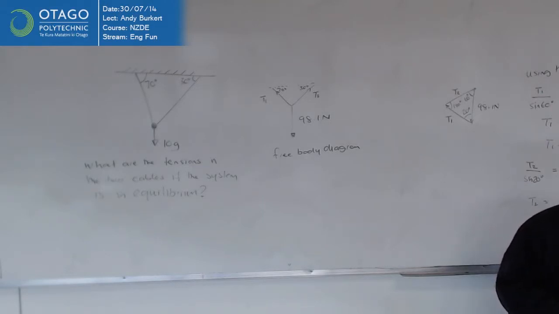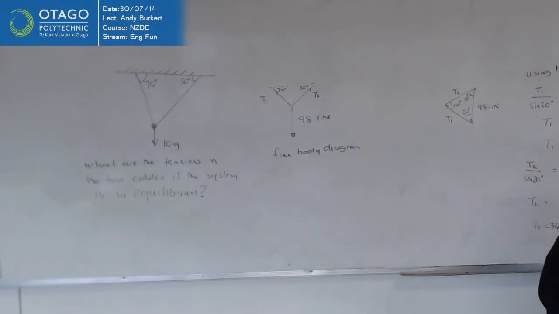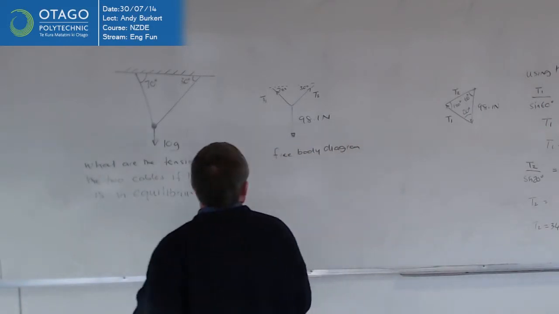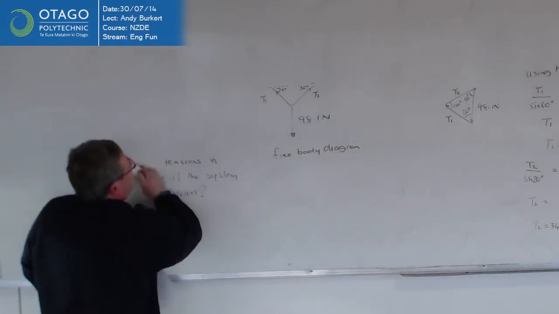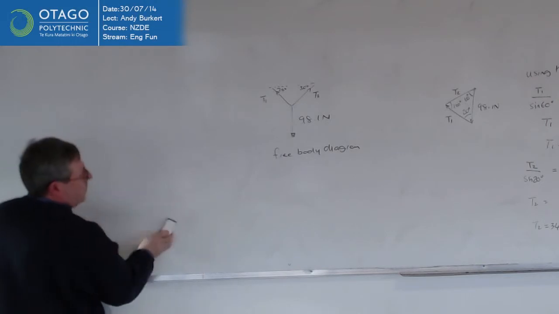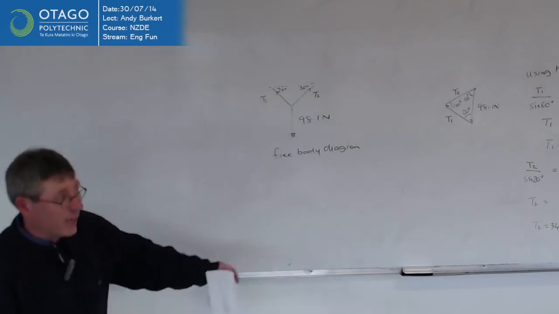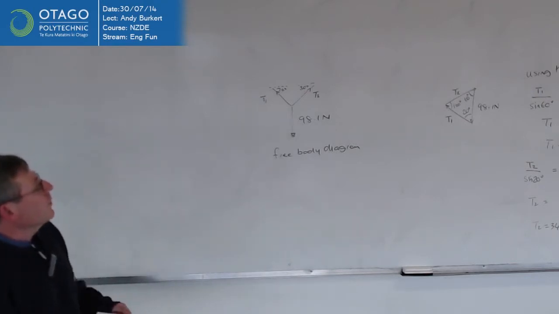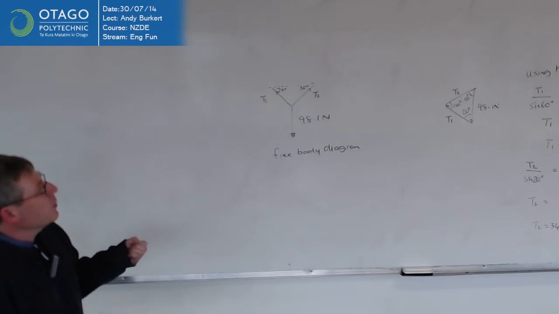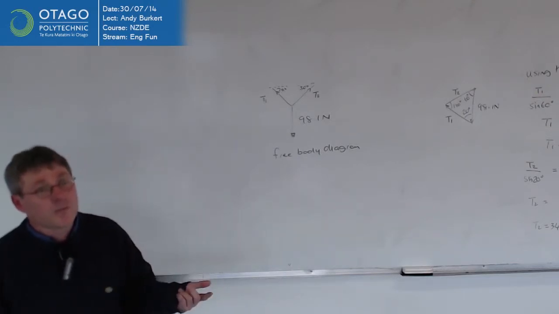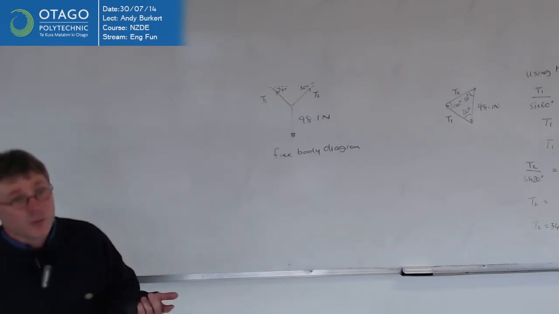But what happens if, like Liam said, we want to do it resolving vertically and horizontally and we end up with some simultaneous equations? So let's have a go at that just to see the difference. And let's see if we can get the same answer, because now we know what we're trying to get. So we know it's in equilibrium, so we know that the sum of the horizontal forces is 0 and the sum of the vertical forces is 0.